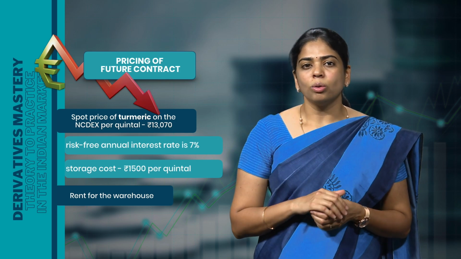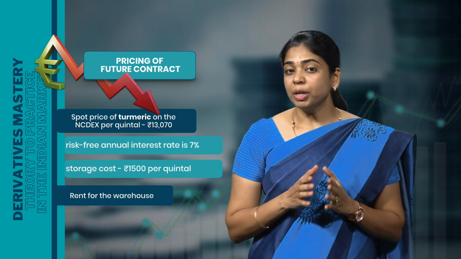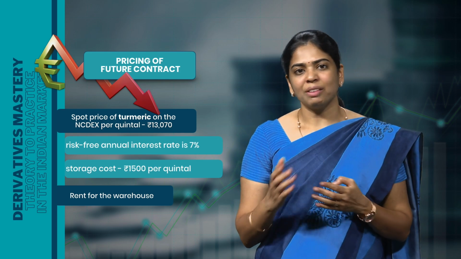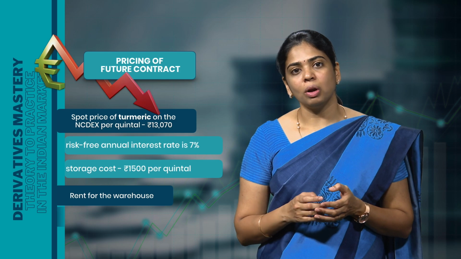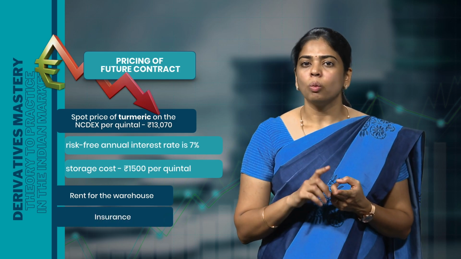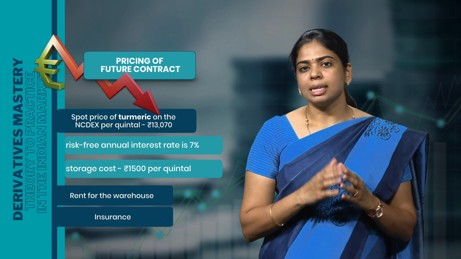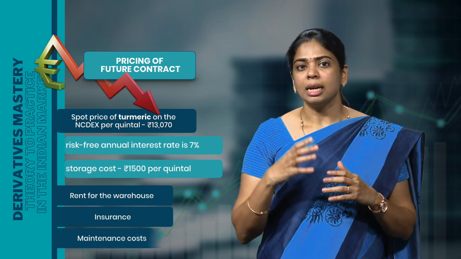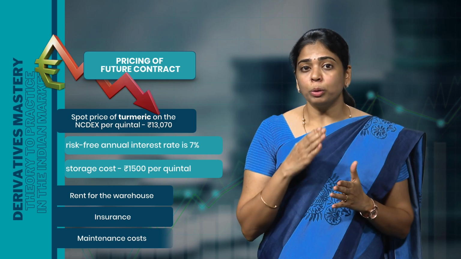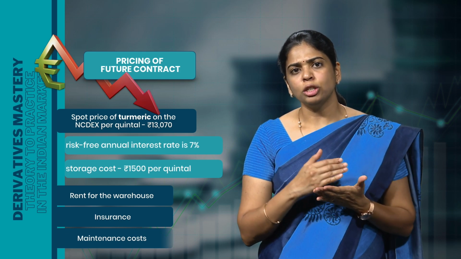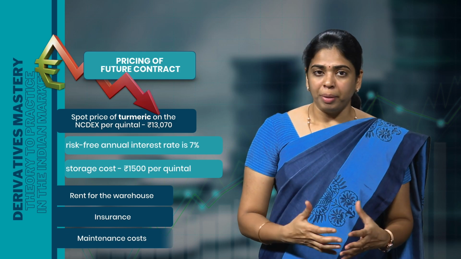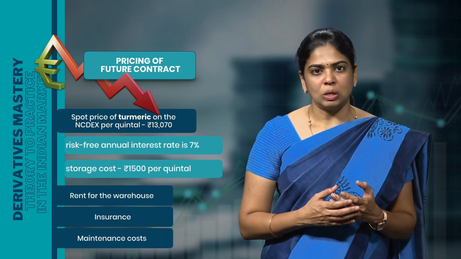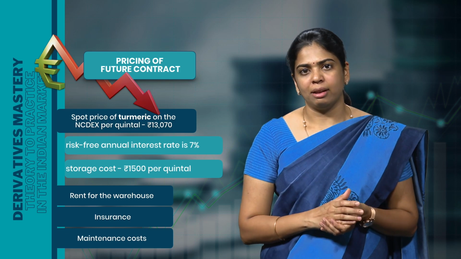First, let's take a closer look at the storage cost. When we talk about storage cost for turmeric held over a 6 months period, we are looking at several key expenses. First of all, there is a rent for the warehouse where the turmeric is stored. This is essential for keeping the product safe and secure. Next, insurance comes into play. It's important to protect the turmeric against potential damage or loss, whether from pests, moisture, or accidents. Finally, there are maintenance costs associated with the storage facility itself.